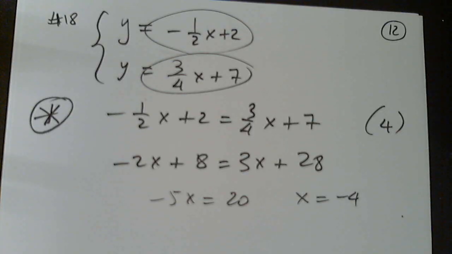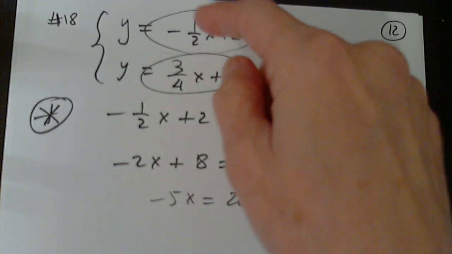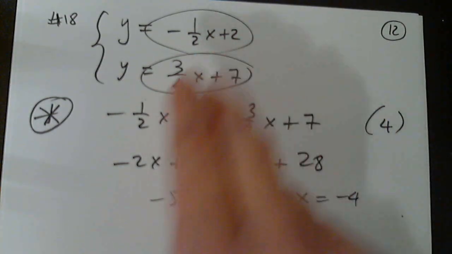Always eliminate fractions. You will always be able to eliminate fractions. Always. So once I have x, I go back here. Negative 4 over negative 2 is 2. 2 plus 2 is 4.